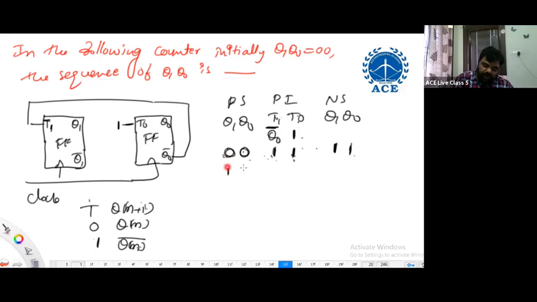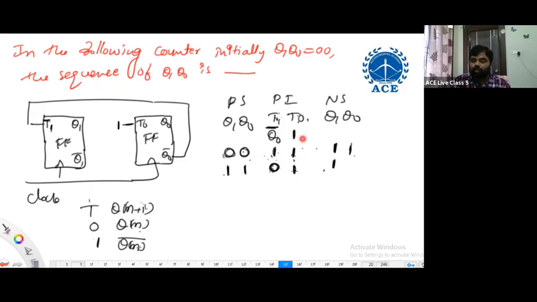The 1, 1 is becoming the present state. Based on this present state, let me derive the present inputs. What is it here? Q0 bar. 1 bar is 0. T0 is connected to 1. T1 is 0, which means Q1 must remain the same. Next is the present only when T equals 0. Observe correctly: T1 is 0 means Q1 is the same as present.